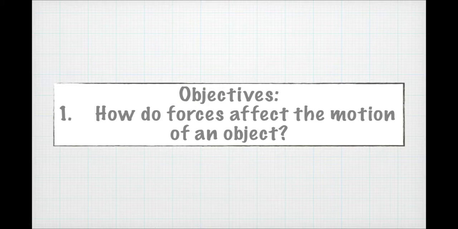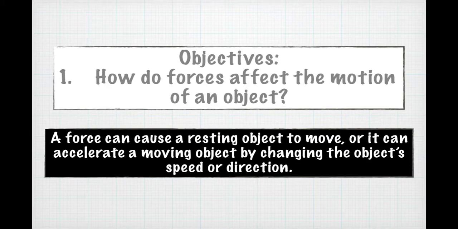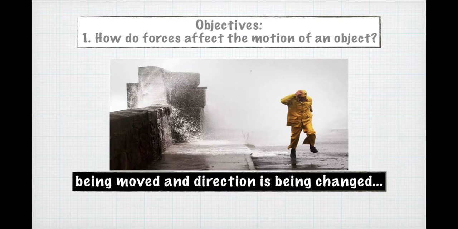So how do forces affect the motion of an object? Let's look at the definition that you'll find in your text. A force can cause a resting object to move, or it can accelerate a moving object by changing the object's speed or direction. So here's a classic example of force being applied on an object, and that object being the man in that yellow raincoat.